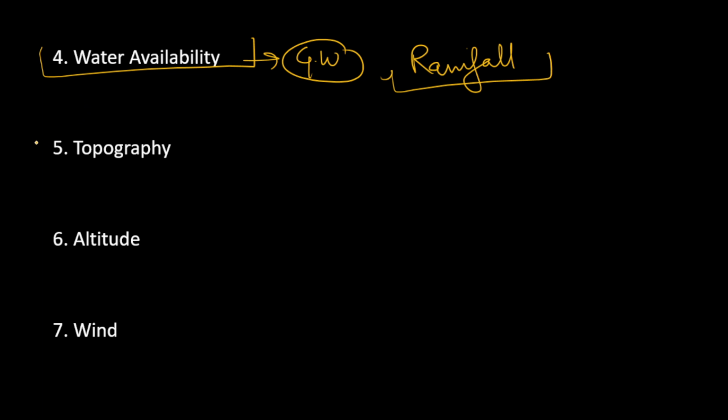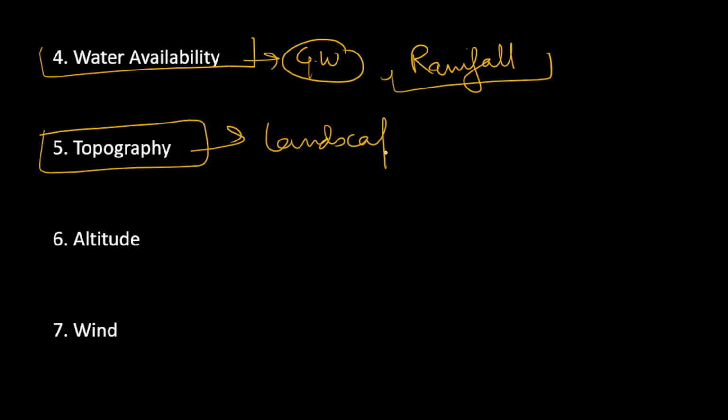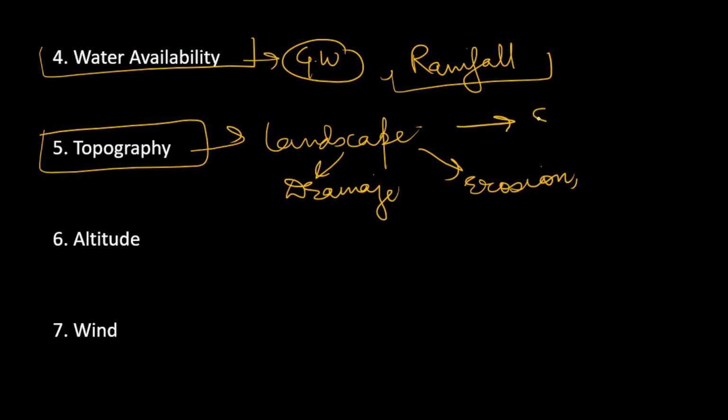The topography, how is the topography of the area, such as landscape, and this landscape affects various things such as drainage. If the landscape is loosely held, then the problem of erosion will be more. Erosion, slopes: if the landscape is sloped, then different types of cropping patterns should be followed there. We have to do contour farming and other things.